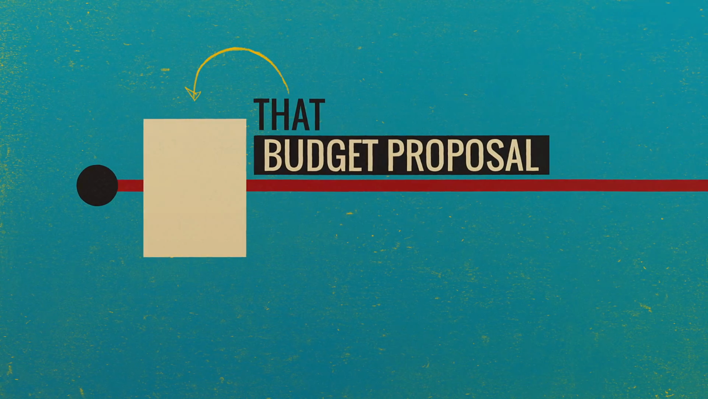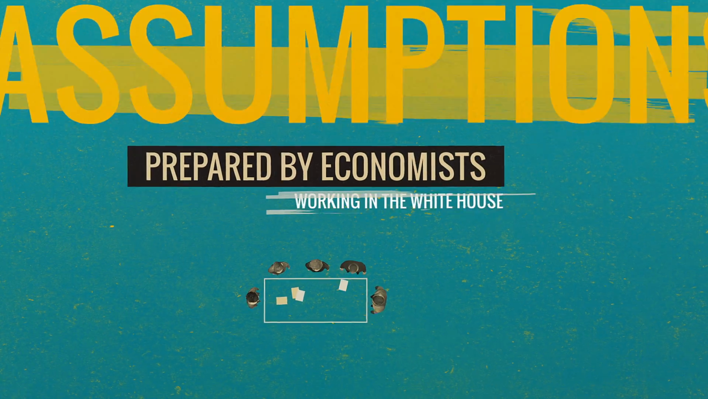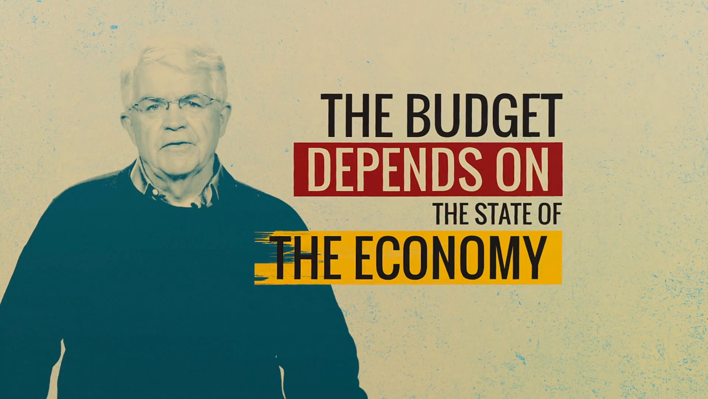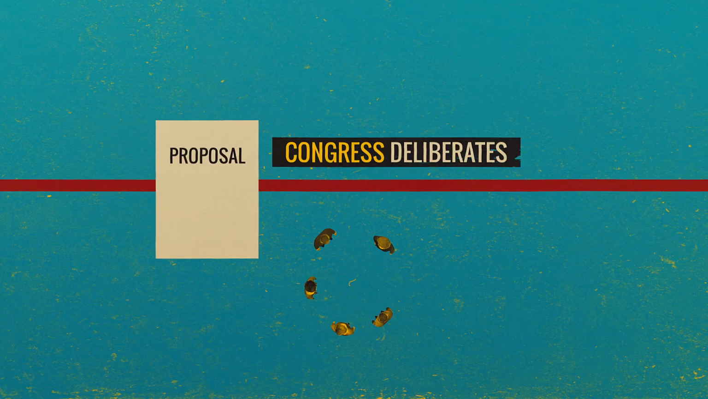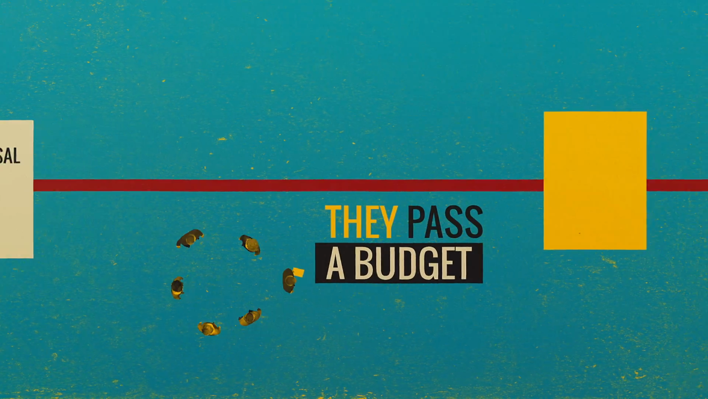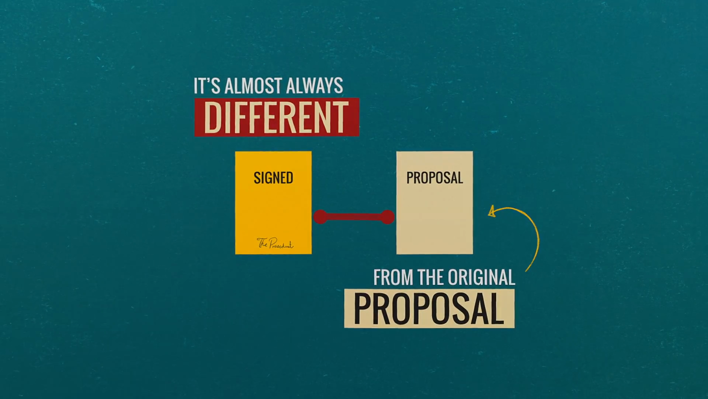That budget proposal is based on economic assumptions prepared by economists working in the White House, parts of the executive branch, because the budget itself depends on the state of the economy. After that proposal, the Congress deliberates, decides what to do, and they pass a budget. If that's signed by the president, it's almost always different from the original proposal.